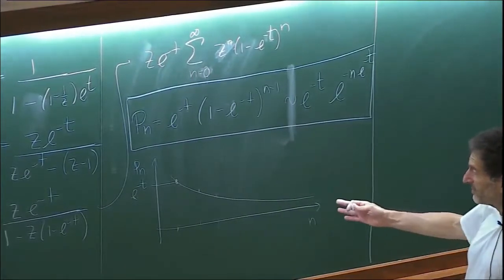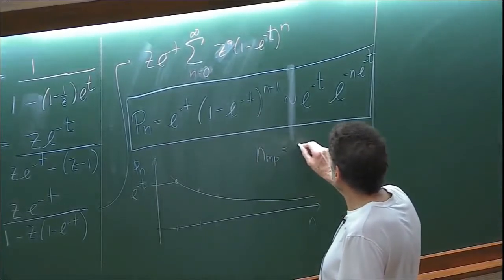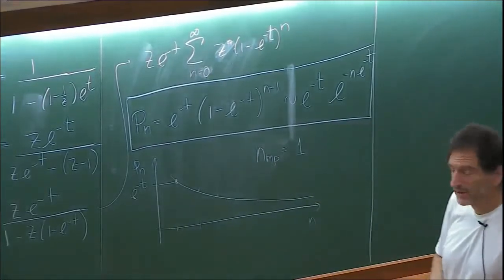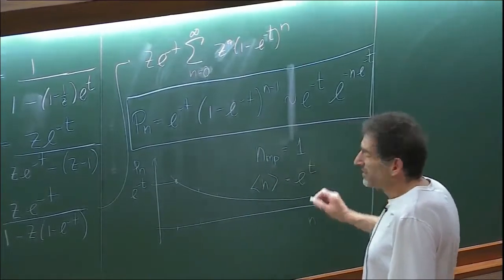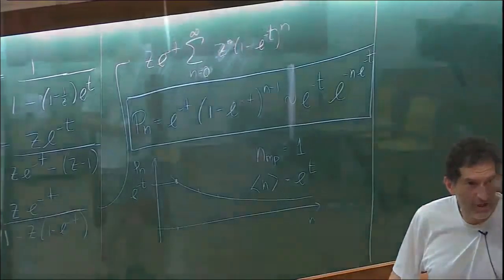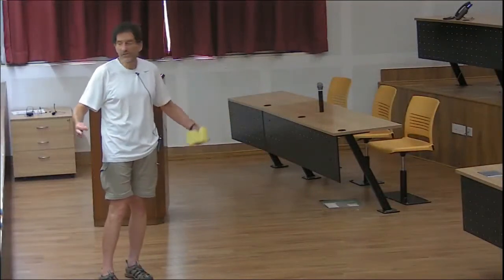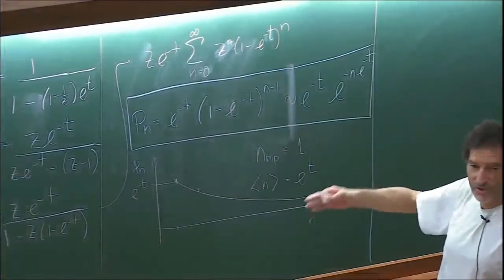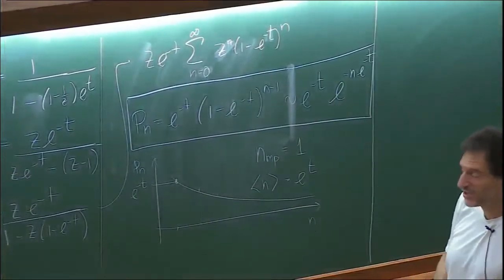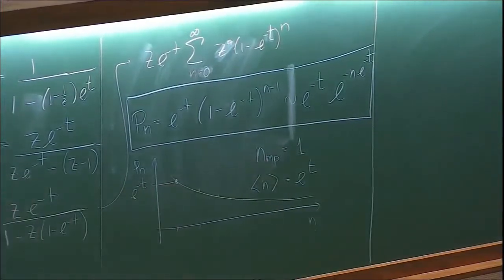And so what I would say here is that n most probable is equal to 1. That's the most probable value of n. But n average is equal to e to the t. So the most probable value and the average value have nothing to do with each other. It's like in a hypothetical class of a billion students, most everybody is a dummy, but there's one Ramanujan who brings up the average to being exponentially large. So that's what happens in the pure birth process.